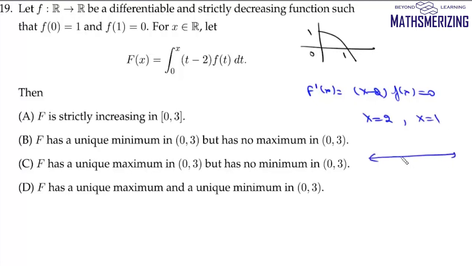Now we'll put it on a number line. So this is 1 and this is 2. Now what about the rightmost? This is positive, and when x is less than 2, this is negative. So this one is minus. So this is minus, plus and minus. So this function will have a local minima at 1 and a local maxima at x equals 2. So f(x) has a unique maximum and a unique minimum in (0, 3), and that's your option D.